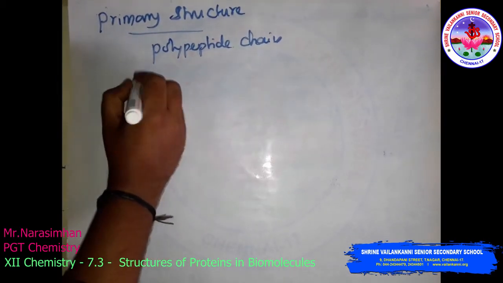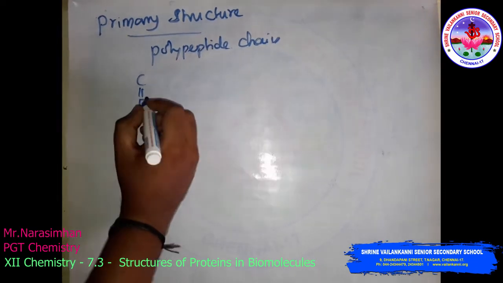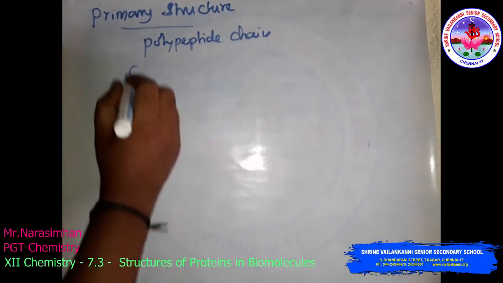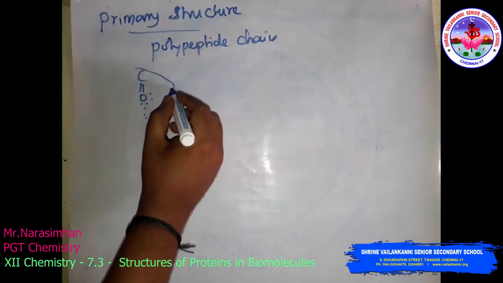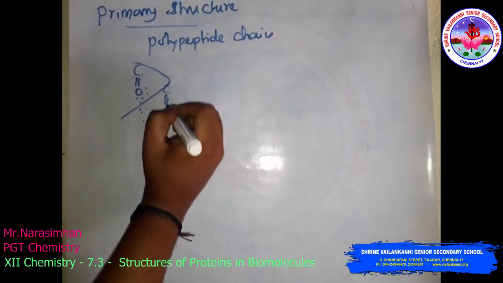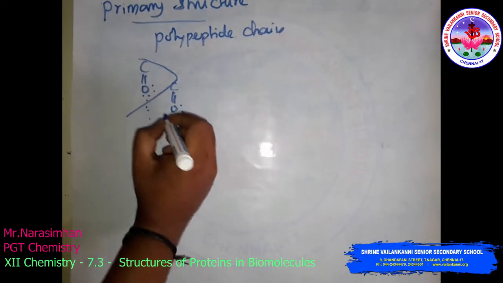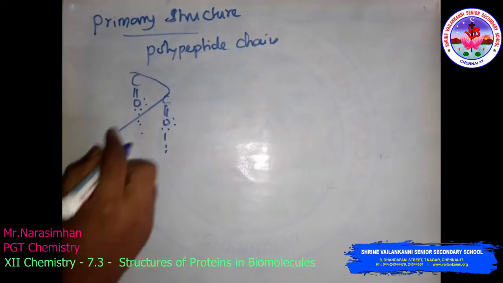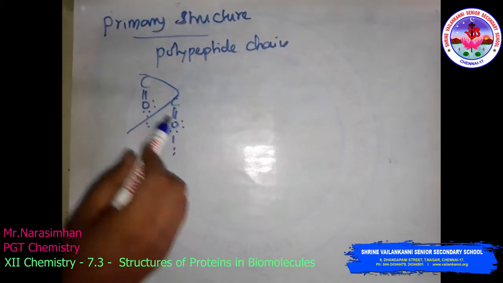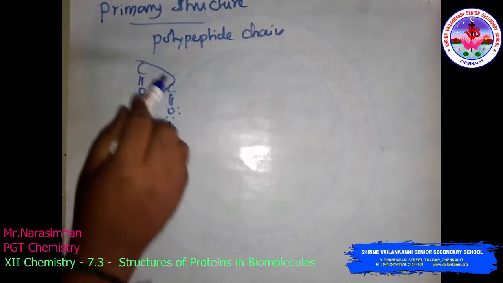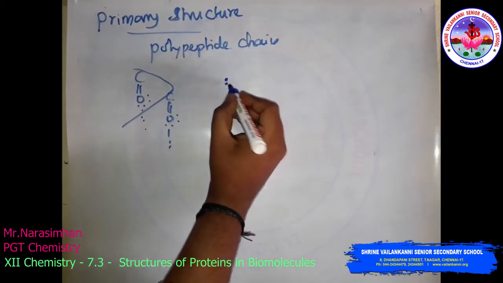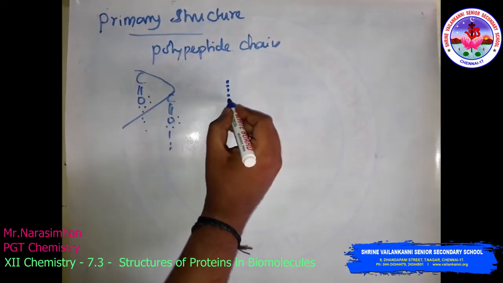For example, we can see this in our NCERT textbooks. The structure is given like this, having the peptide linkage. So this sequence of amino acids creates a different protein. Usually in your NCERT textbook, the primary structure is given like this.